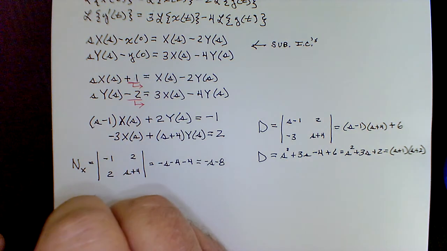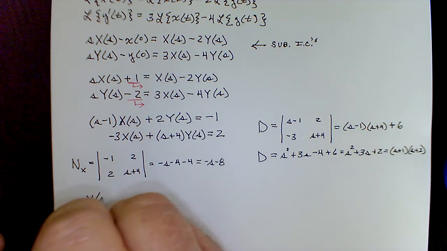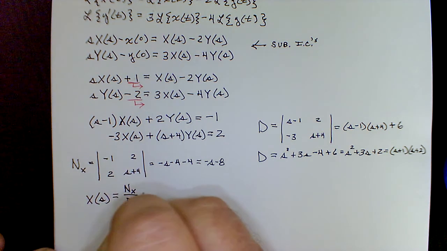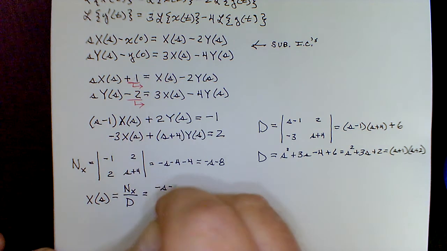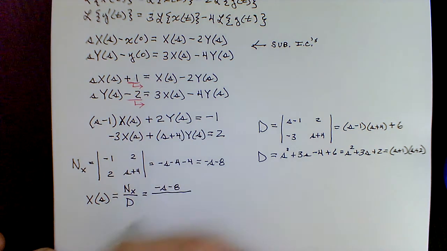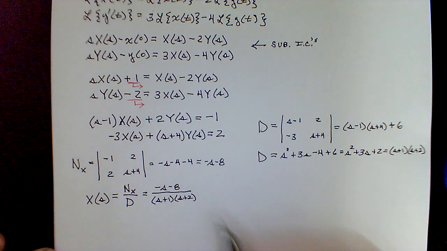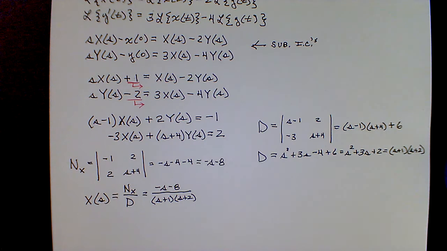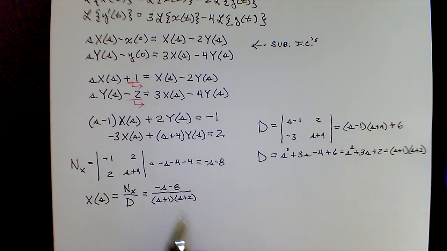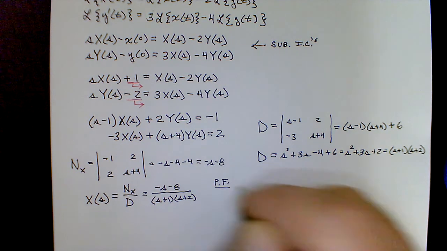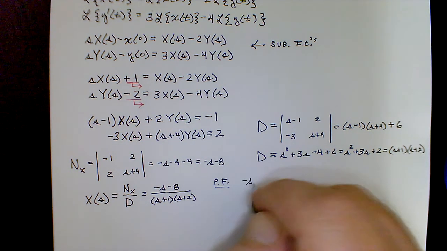Okay, so X of s then is going to be the numerator of x divided by the denominator. So it's minus s minus 8 over that factored form of s plus 1, s plus 2. But now you can see that, remember, we can't deal with products in the denominator. The only thing we can have is unique factors of linears or irreducible quadratics. So therefore, this is going to require partial fractions, just like we did in the IVP section.